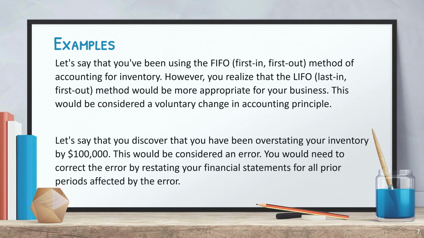Let's say that you've been using the FIFO, first in, first out method of accounting for inventory. However, you realize that the LIFO, last in, first out method would be more appropriate for your business. This would be considered a voluntary change in accounting principle. Let's say that you discover that you have been overstating your inventory by $100,000. This would be considered an error. You would need to correct the error, restating your financial statements for all prior periods affected by the error.